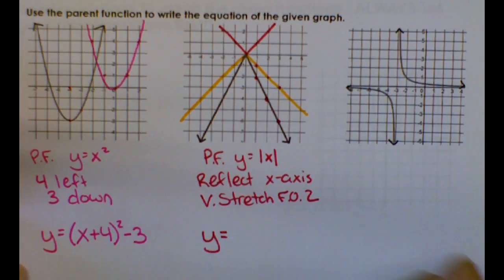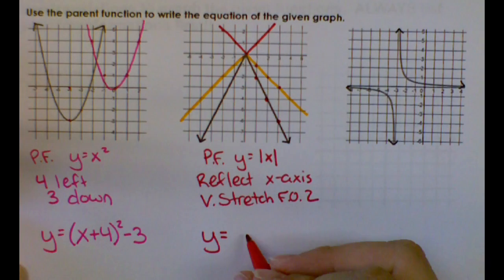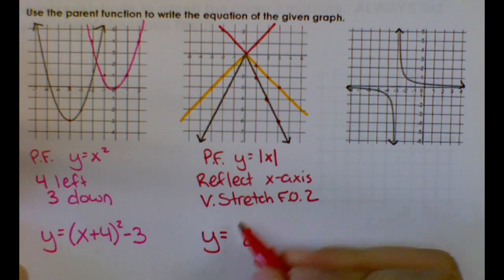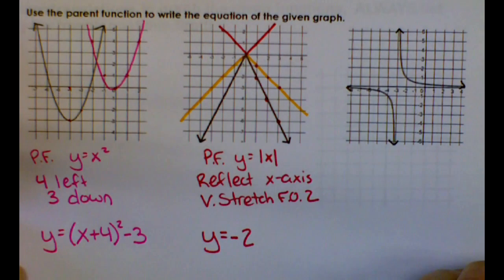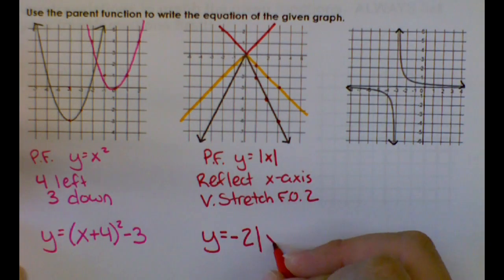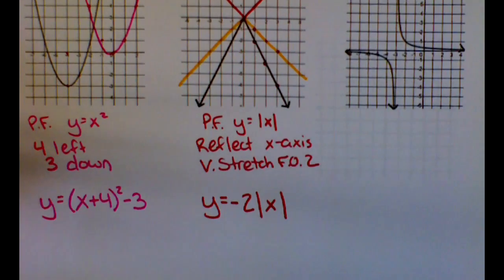Our function, a vertical stretch, goes out front. A reflection over the x-axis also goes out front. And I have the absolute value of x because I didn't have anything else going on.